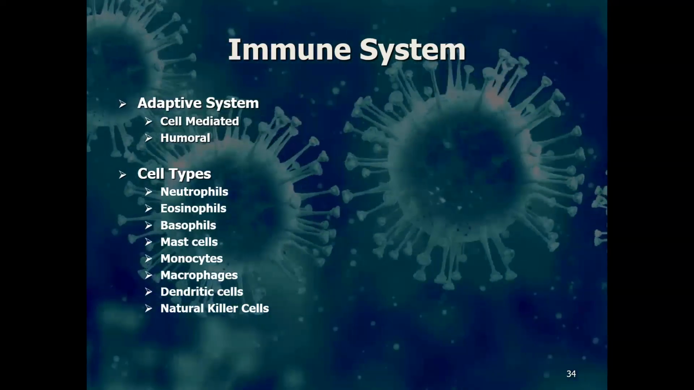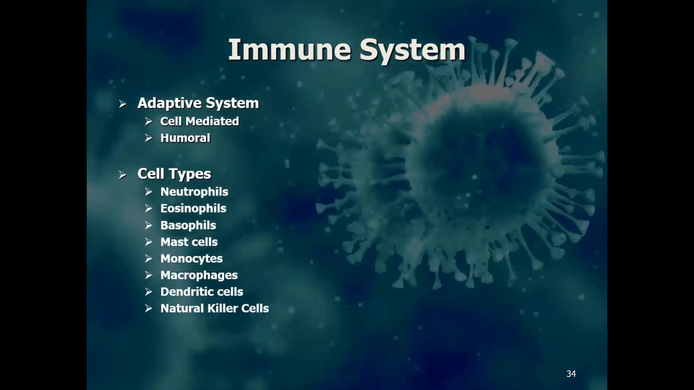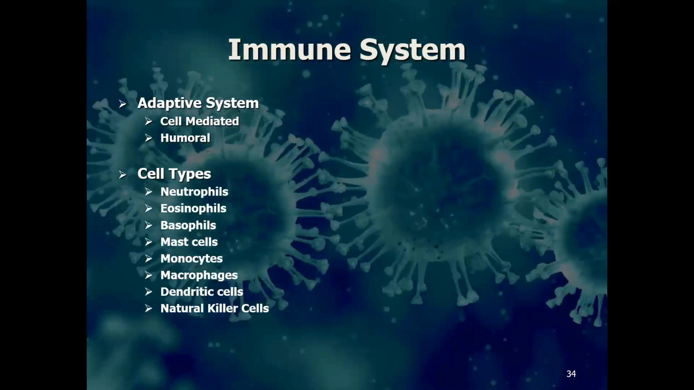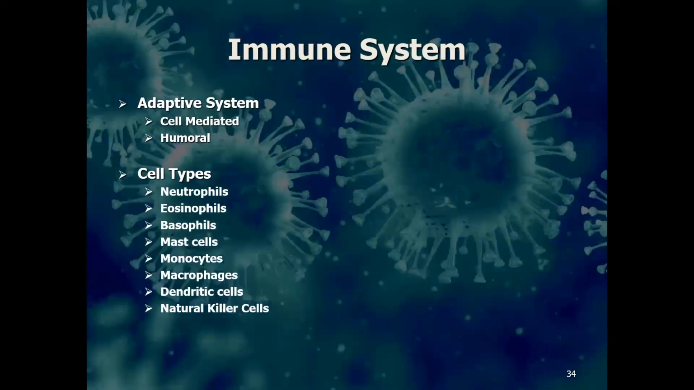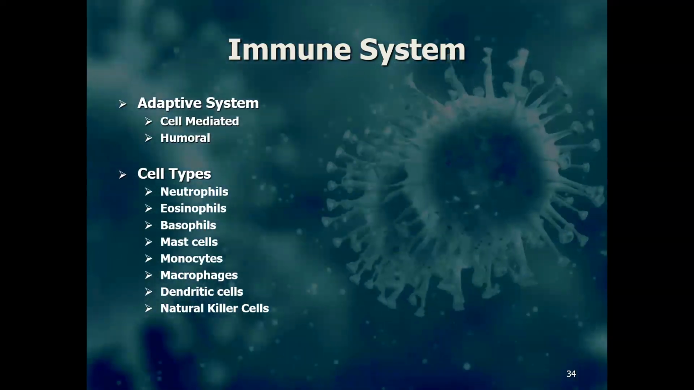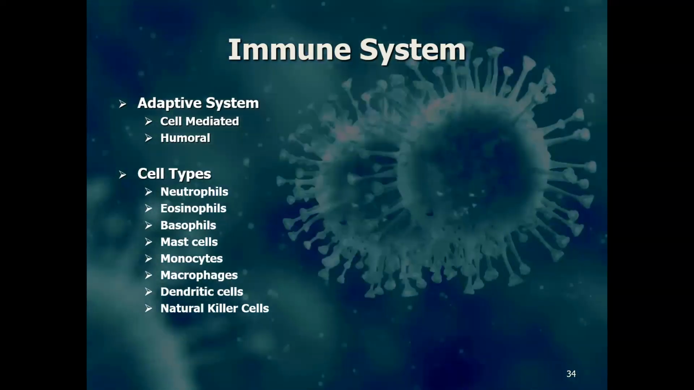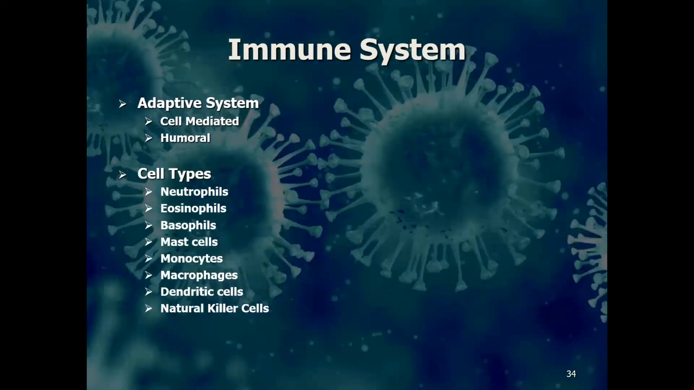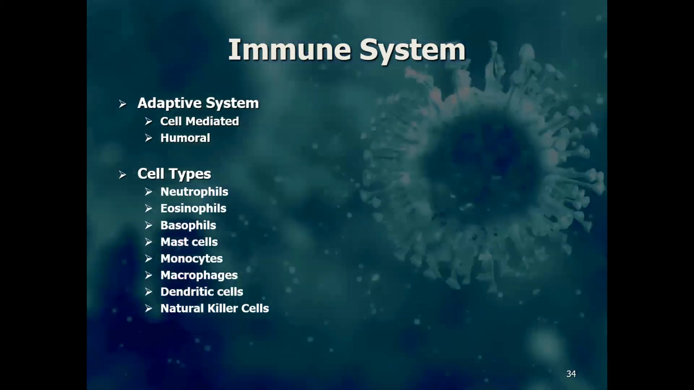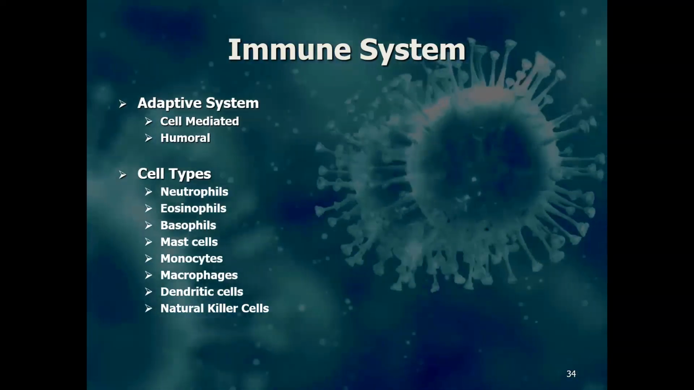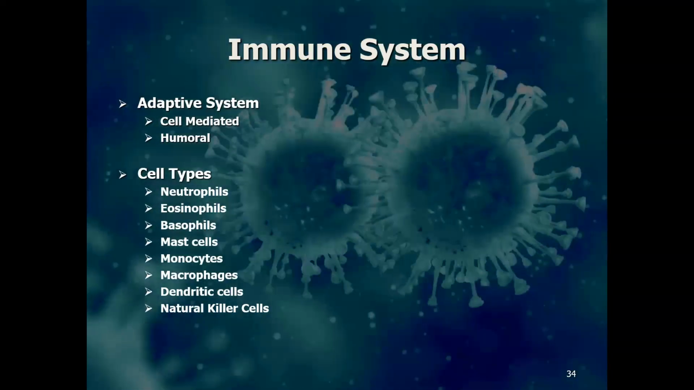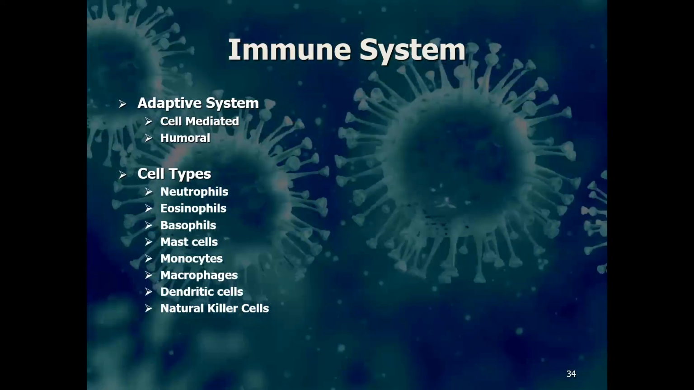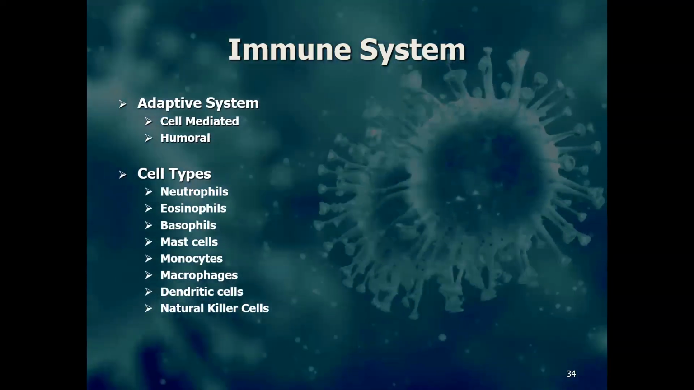Monocytes develop into macrophages. Macrophages engulf pathogens and present it to the T cells. These also eat dead and damaged neutrophils and pathogens. Dendritic cells, not to be confused with dendrites, are the most efficient at engulfing pathogens and presenting it to the T cells. And then there's natural killer cells. They remove virus-infected cells and tumor cells. They may be retained as a type of memory cell.